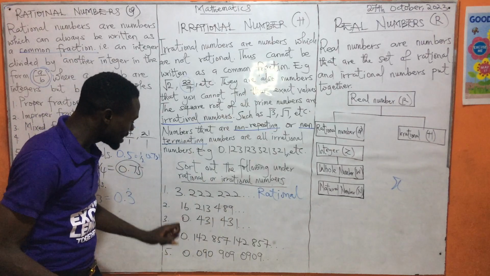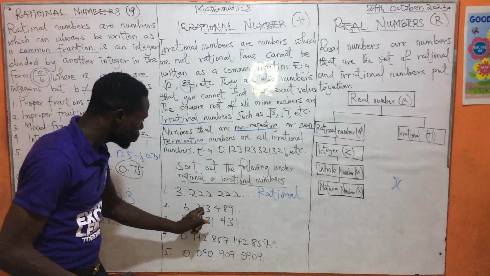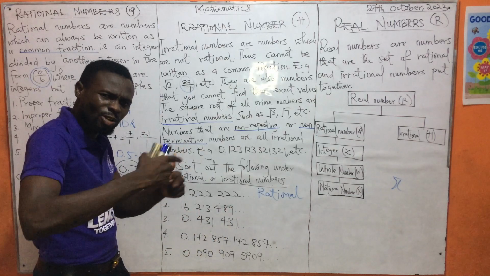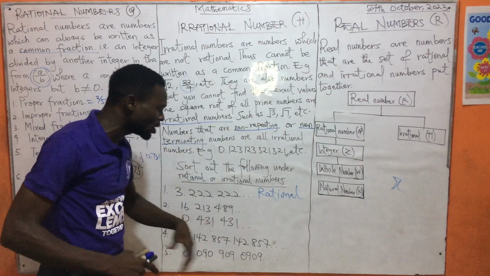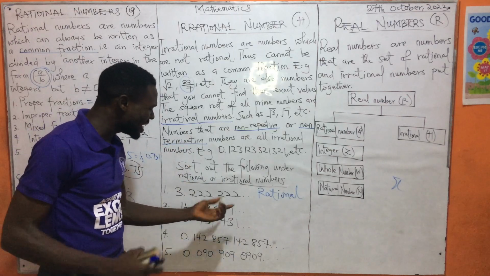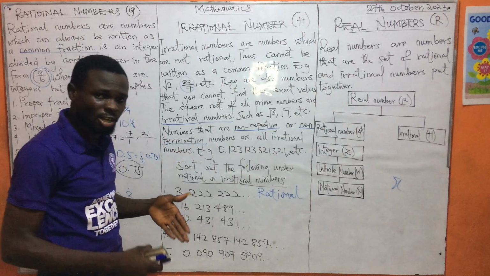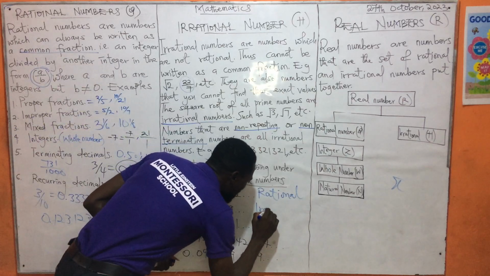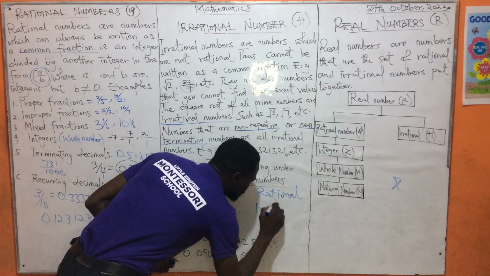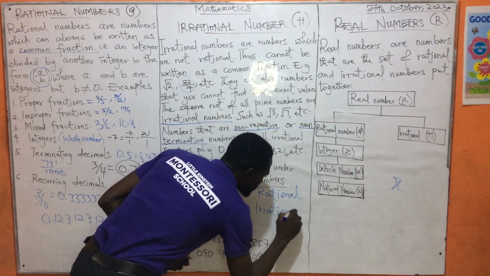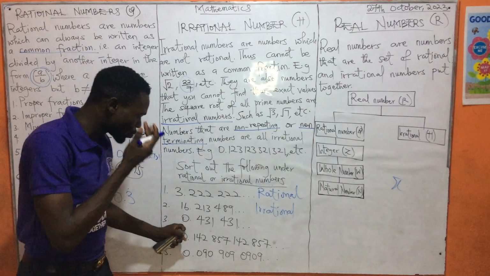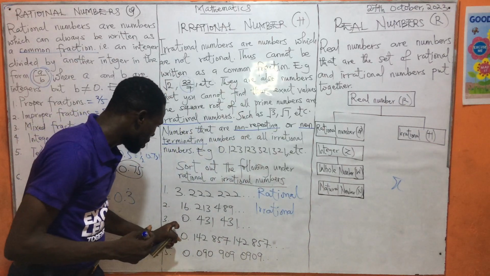Number 2, 16.213489. It is not in a certain order, and moreover, it is not terminating. So once it's not repeating itself after the decimal point, then that should tell you that this is what? Irrational number.